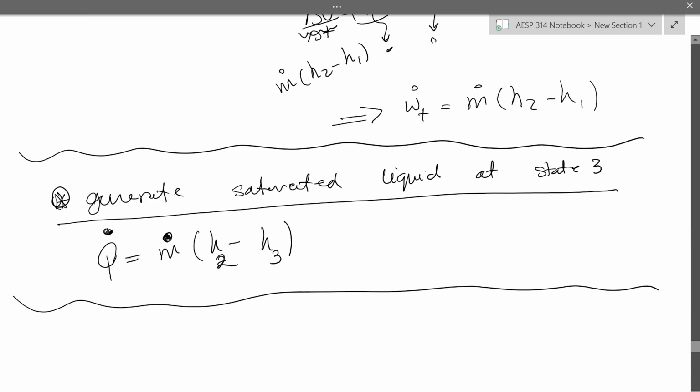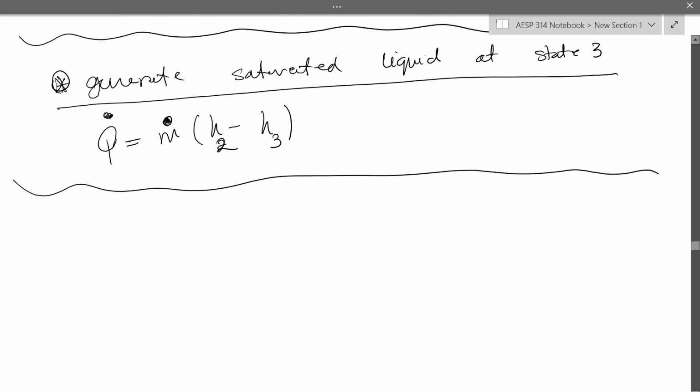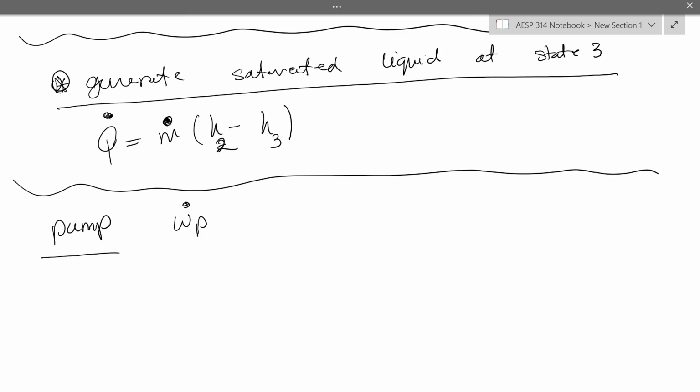The next part is going to be the pump, that's between station 3 and station 4. Pump. We are going to put in some work here. So work is done by the environment on the system, right? To be able to pump the water back into the boiler. And that can be calculated using the first law again, m dot H4 minus H3.